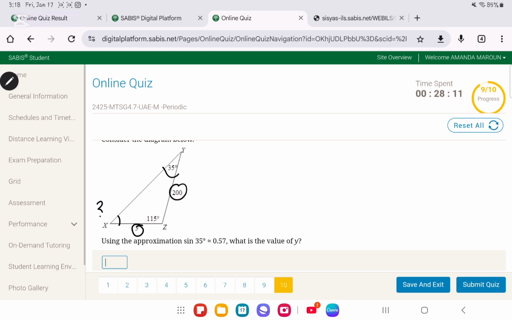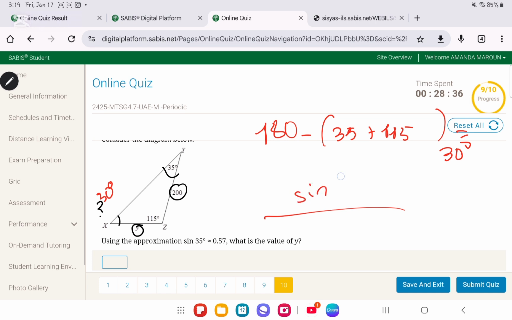No, we are not. So we can find it by doing 180, which is the total number of angles in a triangle, minus 35 plus 115. So it's going to be 180 minus 35 plus 115, and we are then going to get 30 degrees. So over here, it is 30 degrees. So we can apply the sine rule. It's going to be sine 30 over 200 is equal to sine 35, which they said use 0.57, so is equal to 0.57 over y.